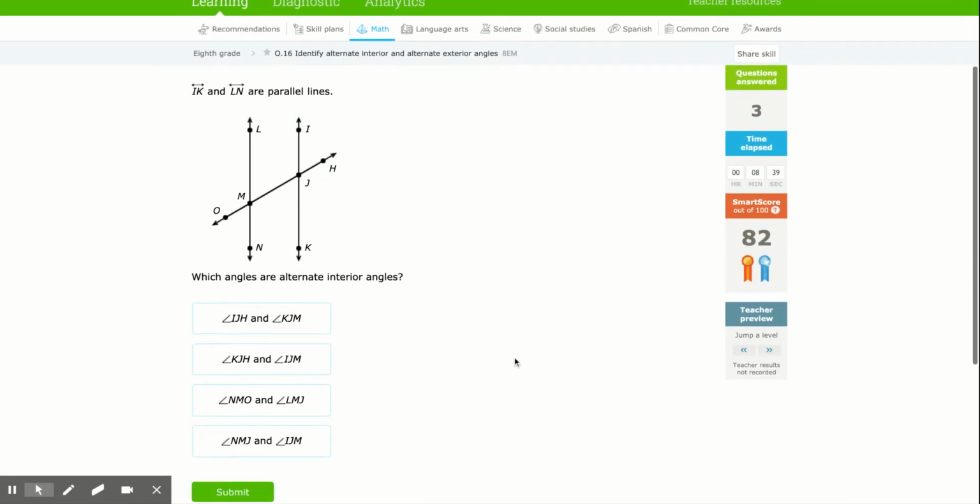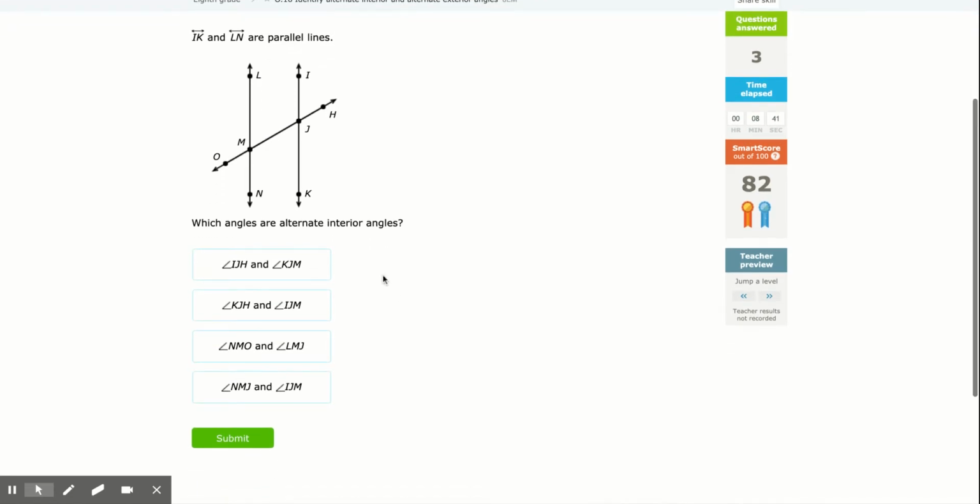Again, rewatch this if you need to. Just remember that if it's talking interior, you're in between the two railroad tracks. If you're talking exterior, you'll be on the outside of the railroad tracks. And then your alternate sides of the transversal, so you always jump across the transversal and you jump across to the alternate track. So since these are alternate interior, it's either going to be this one here and this one.